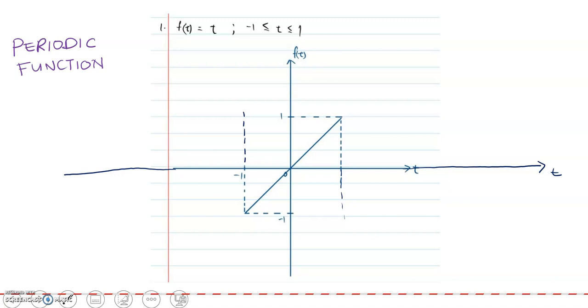Today you are going to learn about periodic function. So what is the definition of periodic function? A periodic function is a function that repeats its values in regular intervals or periods. It's actually a function that repeats itself, repeats the same value, in regular intervals or periods.